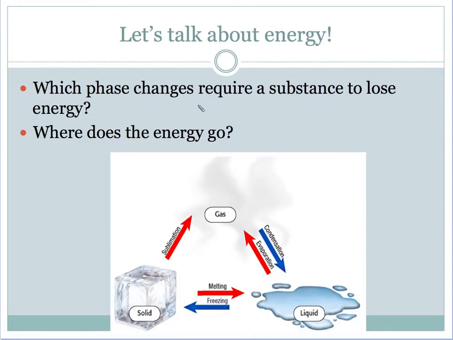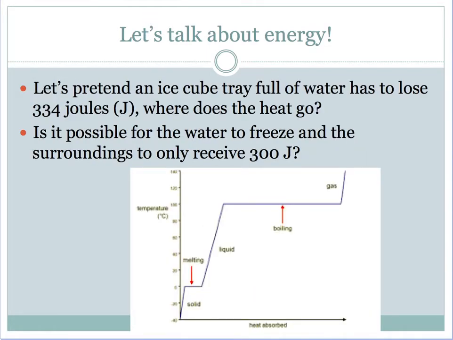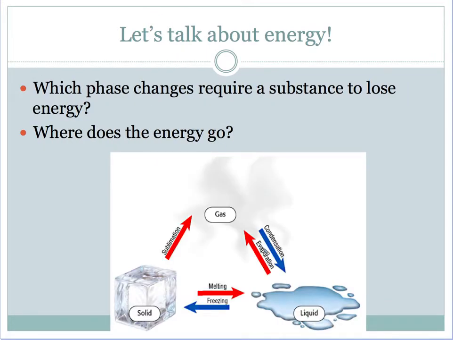In talking about energy, which phase changes require a substance to lose energy? And where does that energy go? So we're going to look at these and go here. So if we look at this, the blue arrows are going to indicate losing energy. So condensation is going to lose energy, and freezing is going to lose energy. Subliming, melting, and evaporating all gain energy. But where does that energy go when they lose it? So they're going to release it. Where does it go? It actually heats up the surrounding air.